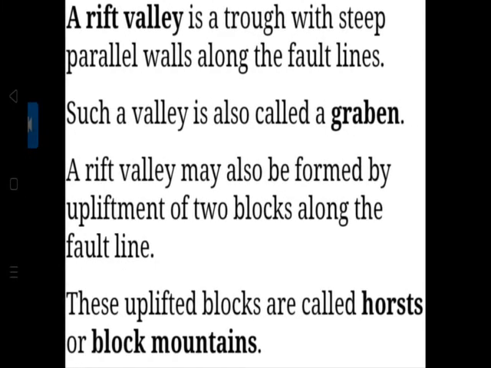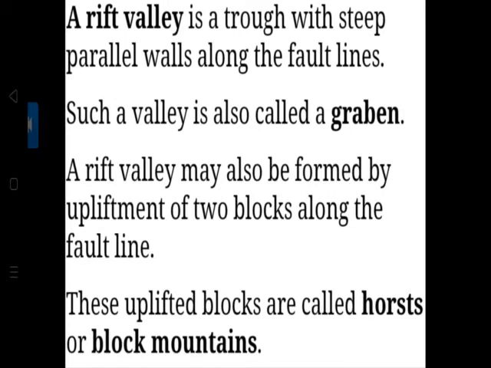Now, what is a rift valley? What are they trying to tell us? A rift valley is a trough. I will be telling you about a trough. Try to just understand what it's trying to say. With steep, means very deep, parallel walls along the fault lines. I repeat, a rift valley is a trough with steep parallel walls along the fault lines. Such a valley is also called a graben.